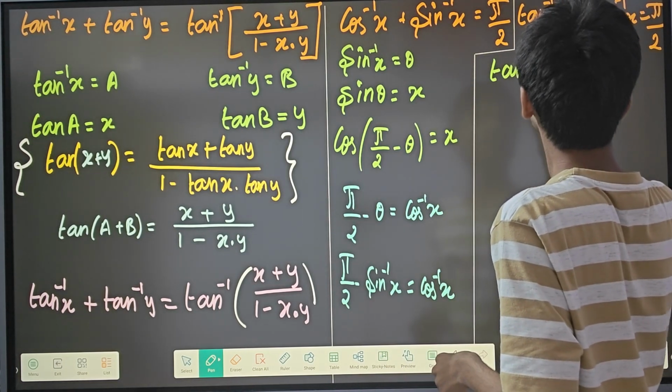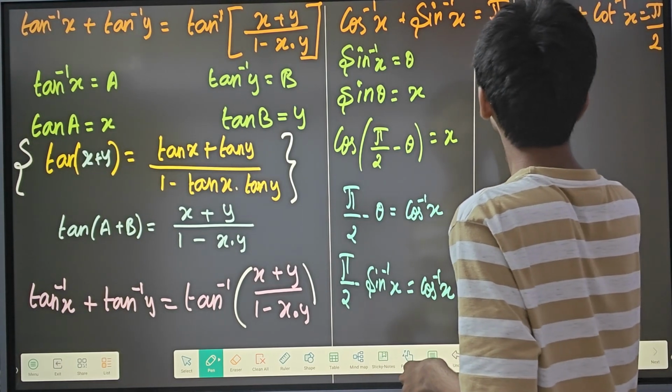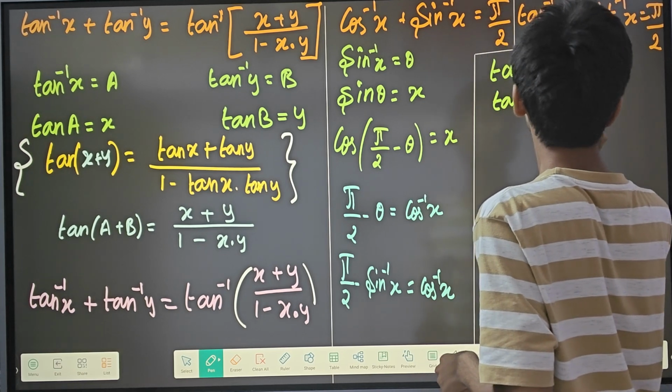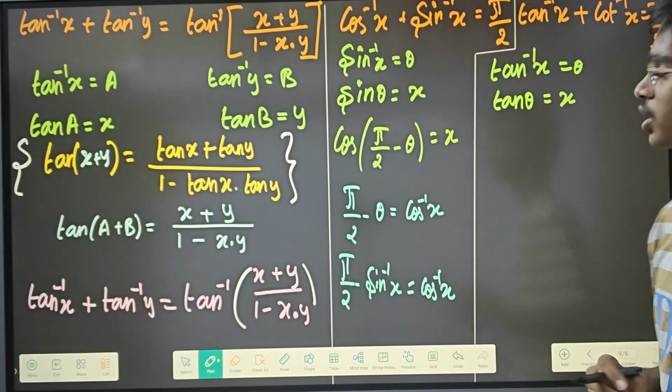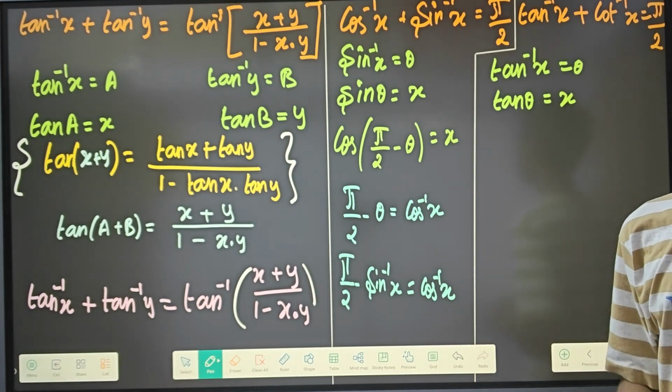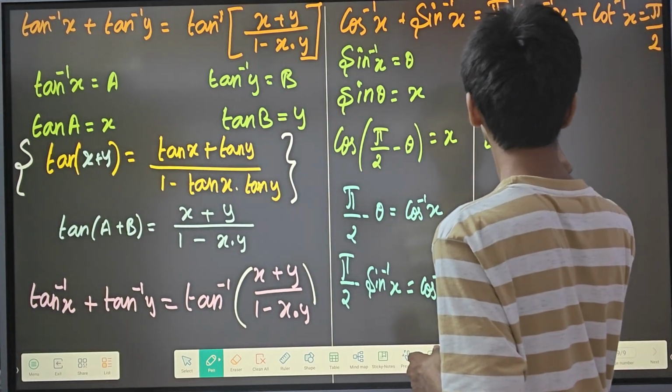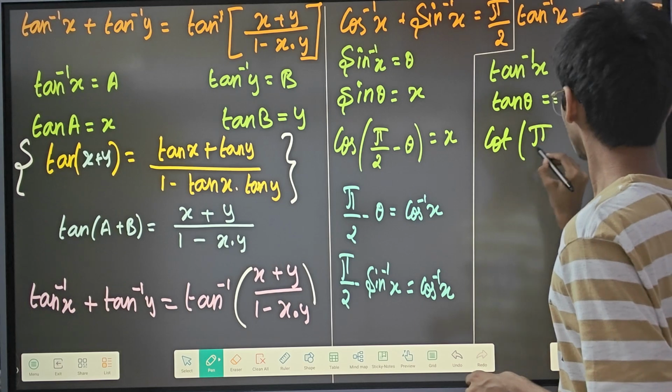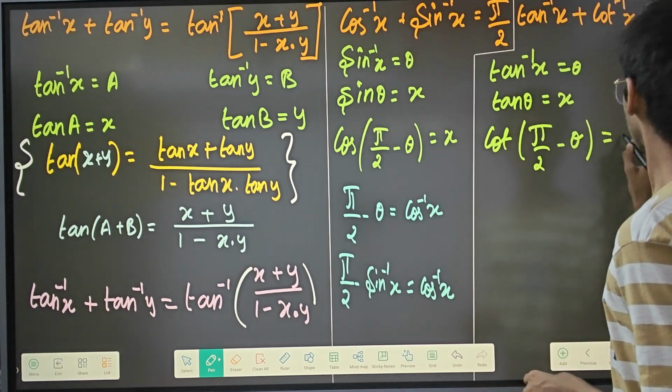So tan inverse x is equal to theta, and tan theta is equal to x. So you are going to convert this tan theta in terms of cot. How will you convert it? pi by 2 minus theta is equal to x.